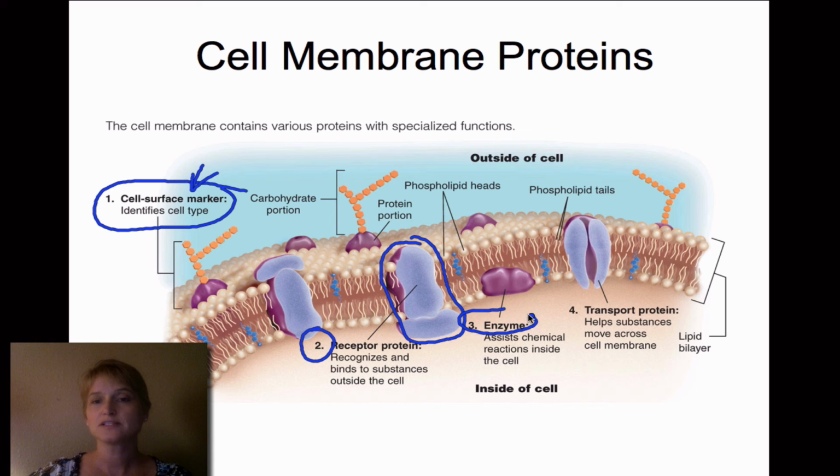All right, the next one is an enzyme, and we've talked about enzymes and how important they are to the chemical reactions that are occurring in the cells. And enzymes are proteins, so there are enzymes on the cell membrane. And then this last one is a transport protein, and it does exactly what it sounds like it would do. It transports things either into the cell or out of the cell through that gap right there.